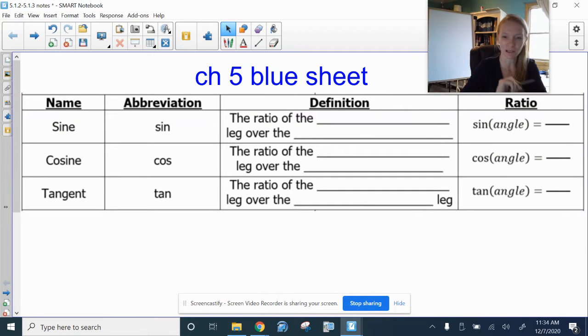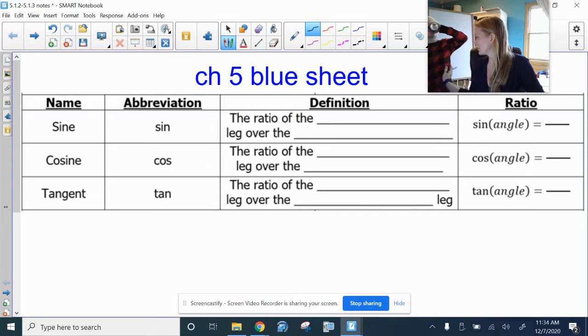So actually, I'm going to go back really quick and look at the blue sheet, just with the identifications or the definitions. Parker, say hi real quick. Hi. All right, I'm going to record something, so give me a couple of minutes, okay?